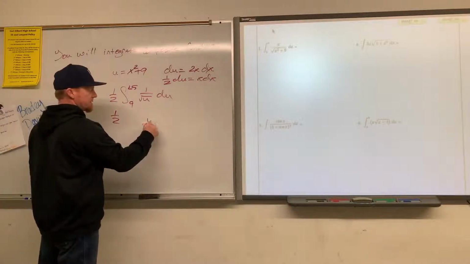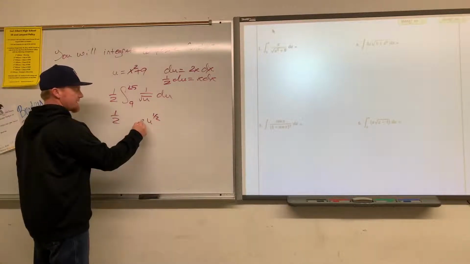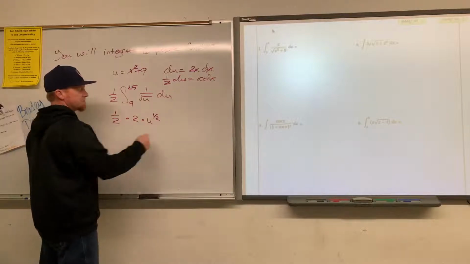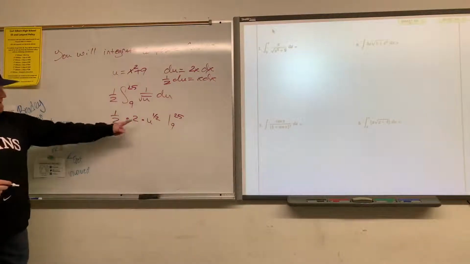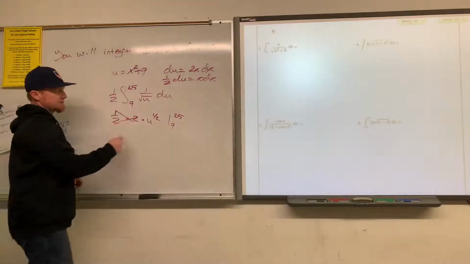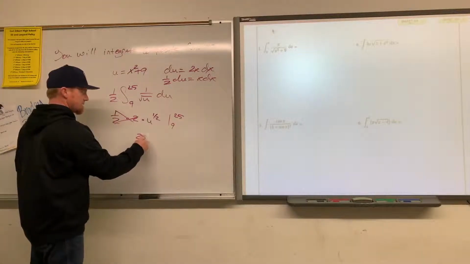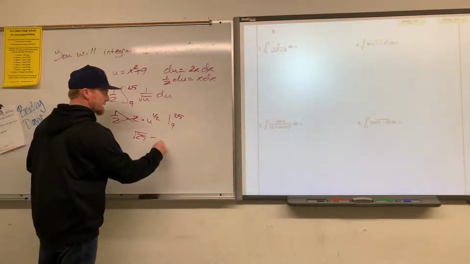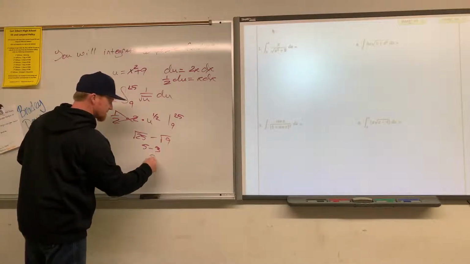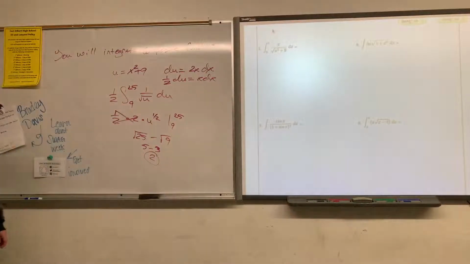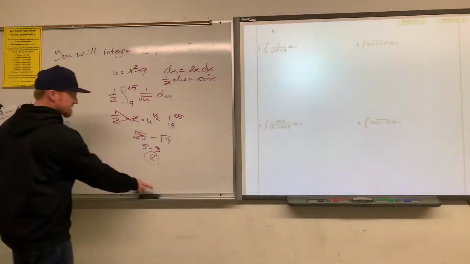So this is u to the negative 1/2. So u to the negative 1/2 turns into a positive 1/2 times 2. We're going from 9 to 25. So these two out here are going to cancel each other out. So I have 25 minus 9, 5 minus 3, which gives me 2. I feel like we've done that problem before. And that may have been on the other review or on Wednesday's worksheet.